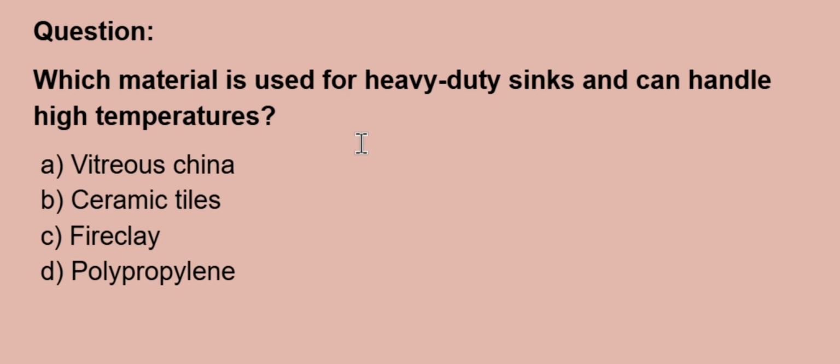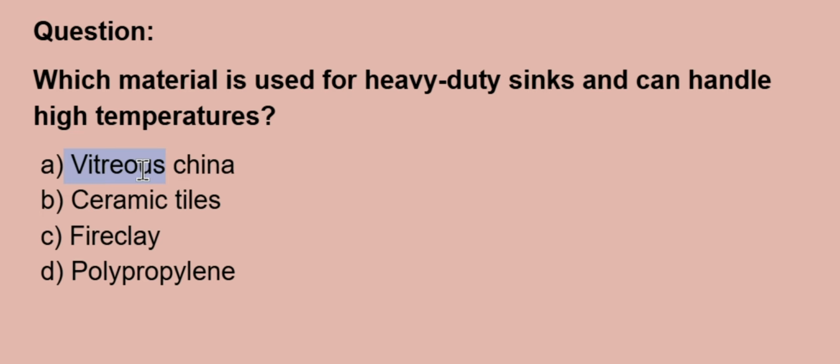Question. Which material is used for heavy-duty sinks and can handle high temperatures? A, vitreous china, B, ceramic tiles, C, fire clay, and D, polypropylene. The correct answer is fire clay. So first of all, polypropylene is not a ceramic, it's a plastic. A, B, and C, however, are all different types of ceramics. So you've got vitreous china. Vitreous is just another word for glassy. It looks like glass, right?